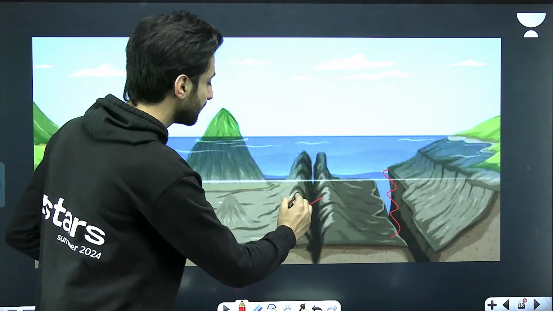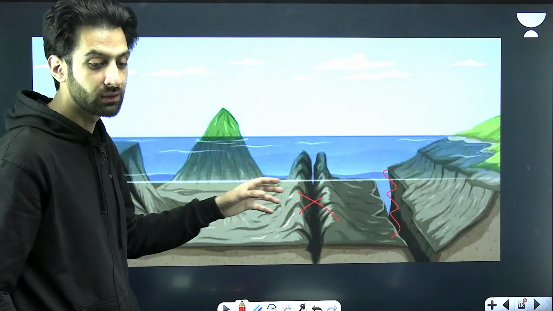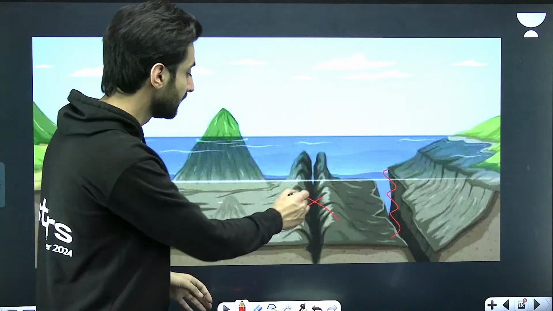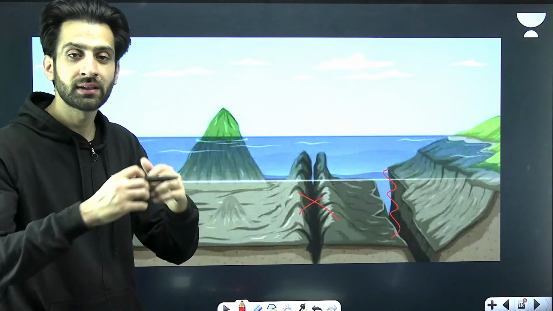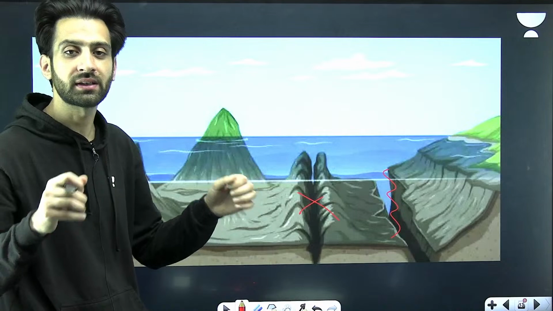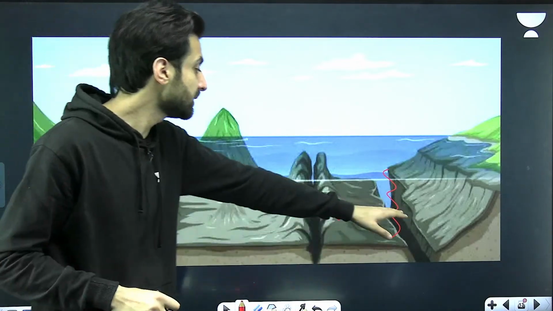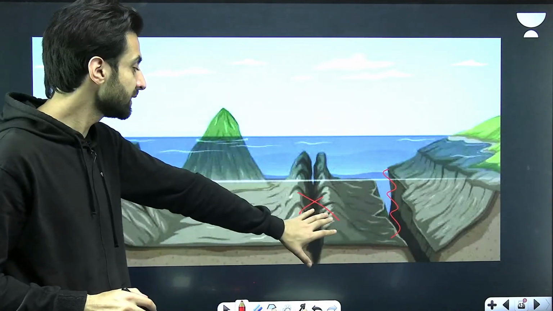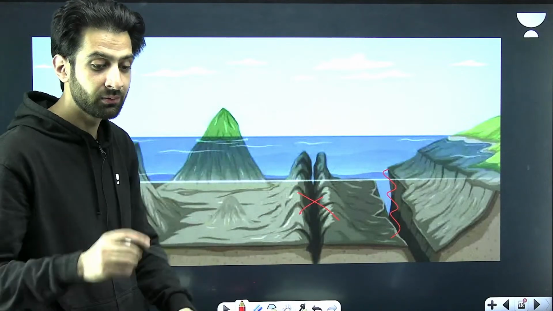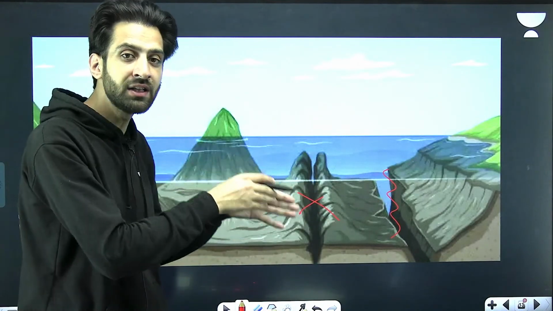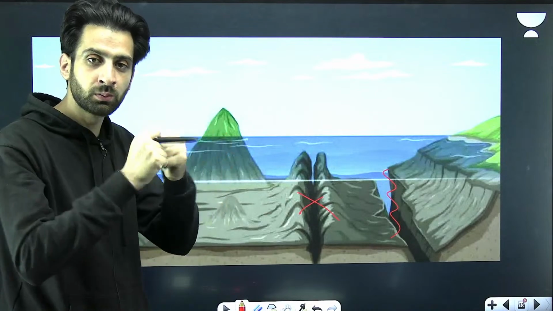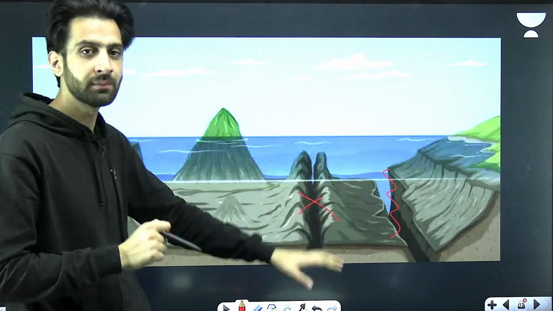This is not a trench. Don't get confused if you get a diagram like this, because this is the mid-oceanic ridge where the plates are going away from each other and not coming towards each other. And this is a proper trench. There's a difference between the ridge and the trench. A ridge is formed in the middle somewhere, and the trench is formed where the plates collide. This is how things will be.